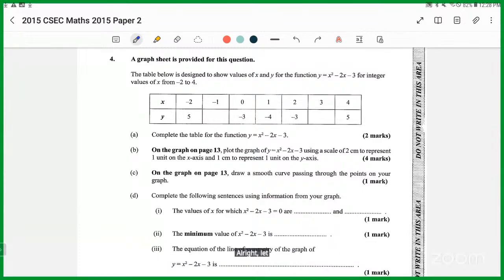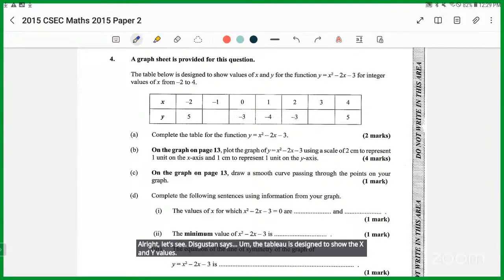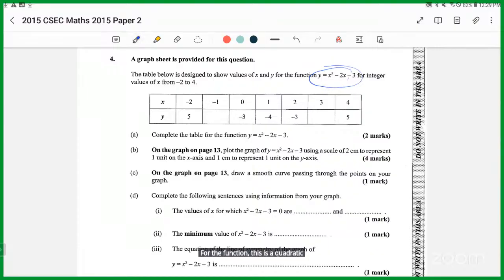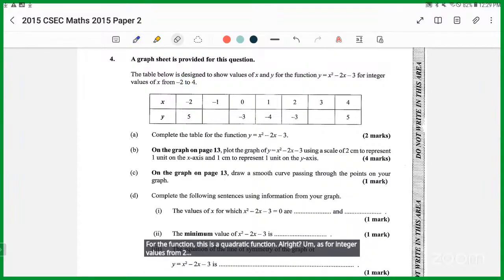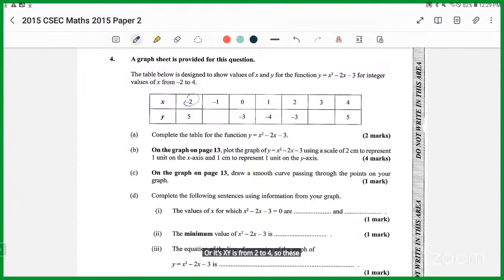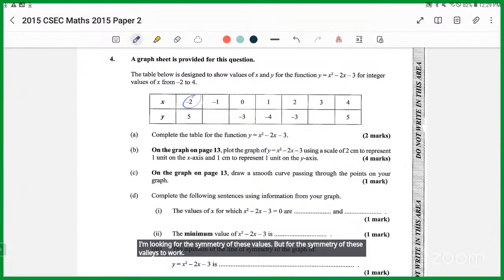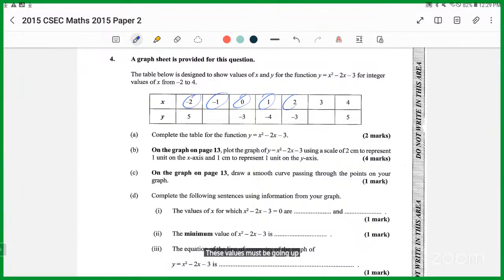All right, let's see. This question says, the table below is designed to show the x and y values for the function. This is a quadratic function, and it's for integer x values from 2 to 4. These are the x values. I like to check that the values are at the same interval because I'm looking for the symmetry of these values. For the symmetry to work, these values must be going up by the same amount each time.